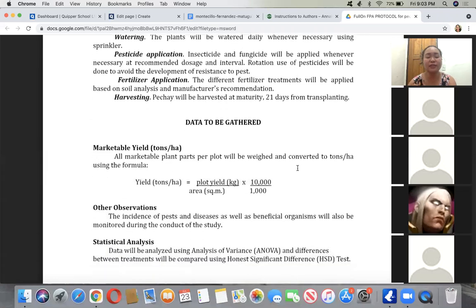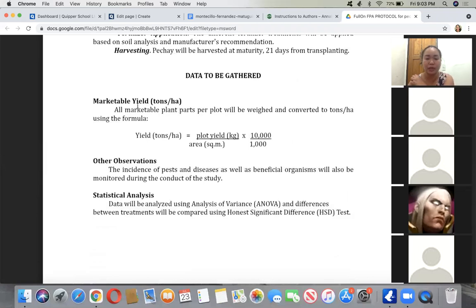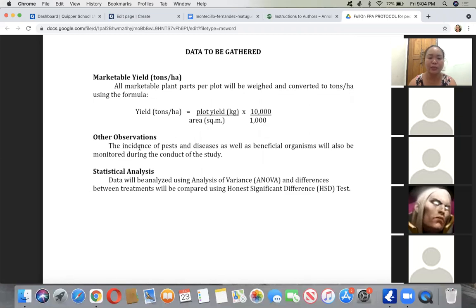So after some methods, you have the data to be gathered. So sa protocol, ang marketable yield in tons per hectare lang ang kailangan. This is computed by weighing all the weight ng harvested pechay in the plot, which is 10 square meter, over area na 10 square meter, and then i-multiply mo into 10,000 since it's per hectare, i-divide mo ng 1,000 since it's in tons. So yun yung kanyang formula. And then you will also get observations ng pest diseases and so on.